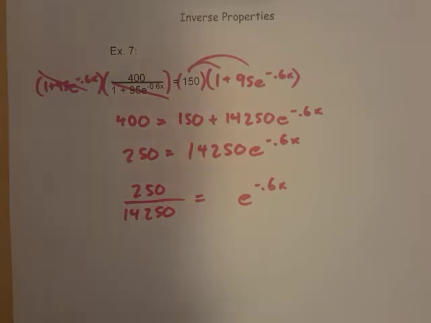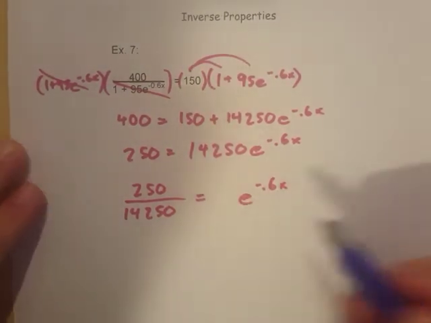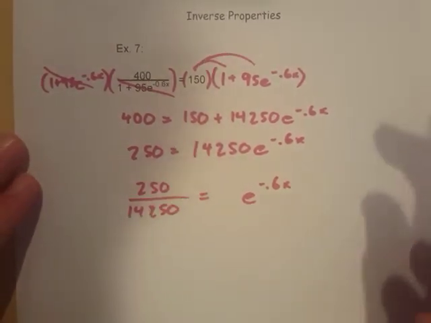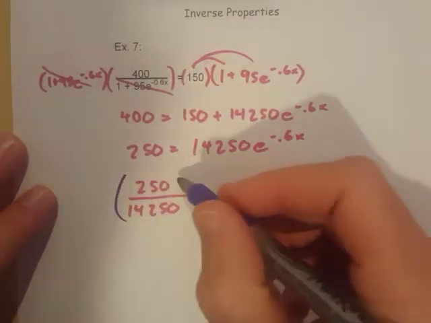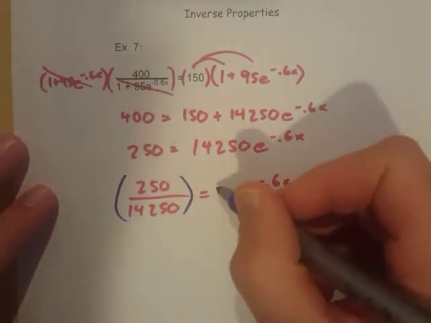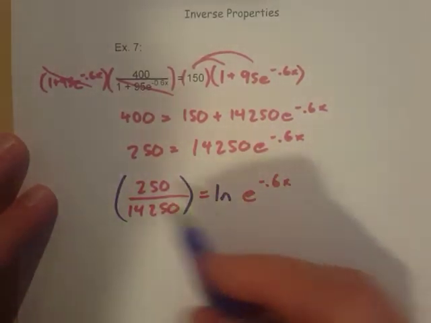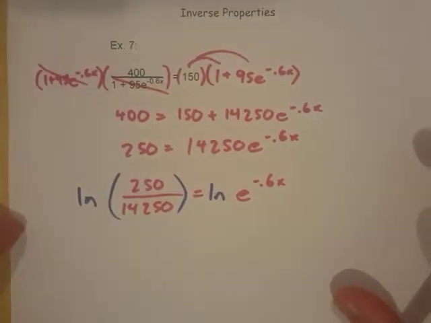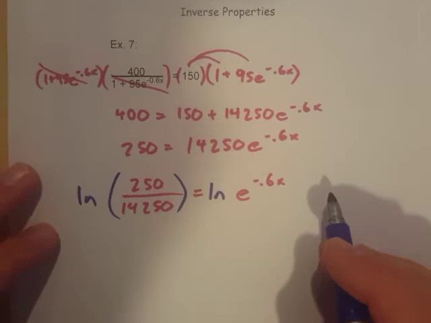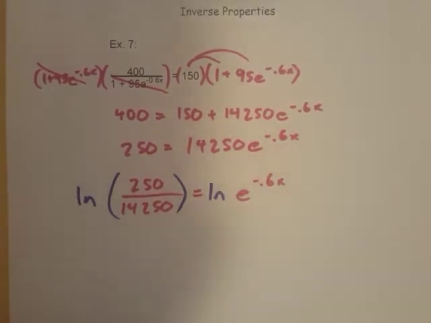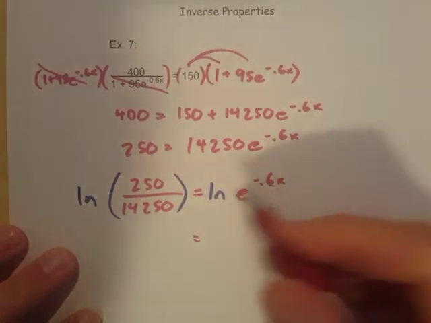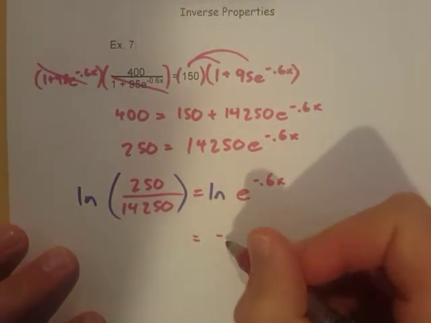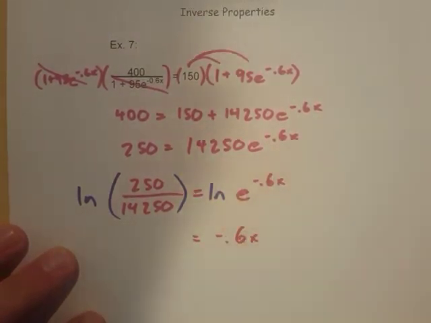Because this has a base of e, we're going to introduce on both sides of the equation ln. That will get rid of this e. We just have to do it over here as a consequence. But we have ln on both sides. That's going to mean that the right-hand side of the equation, the ln and the e cancel out. You just get negative 0.6x.